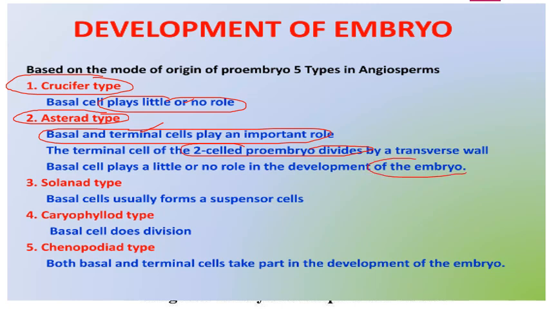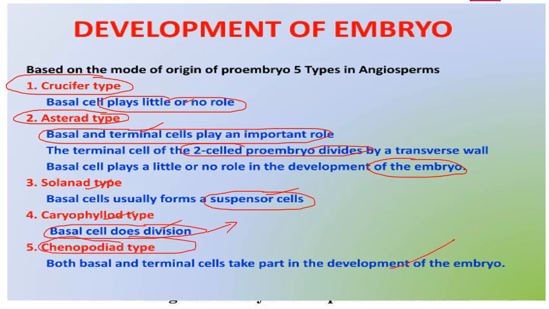और जो terminal cell है of the 2-cell proembryo divides by transverse wall, basal cell plays little or no role in the development of embryo again here. And the next is Solanad type. Here basal cell usually forms suspensor cells. So जो basal cells हैं वो सिर्फ suspensor बनाते हैं. Then next is Caryophyllad type. Here basal cell does division. यहाँ पे basal cell divide करते हैं. Next is Chenopodiad type. So both basal and terminal cells take part in development of embryo. So this is very important.